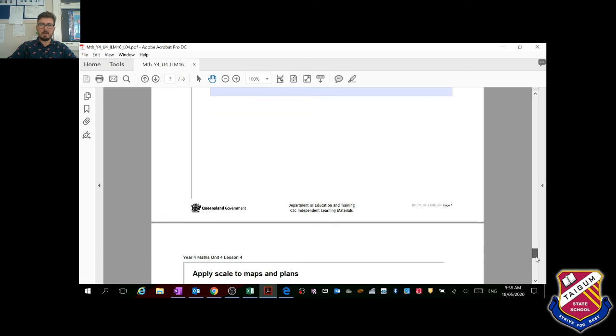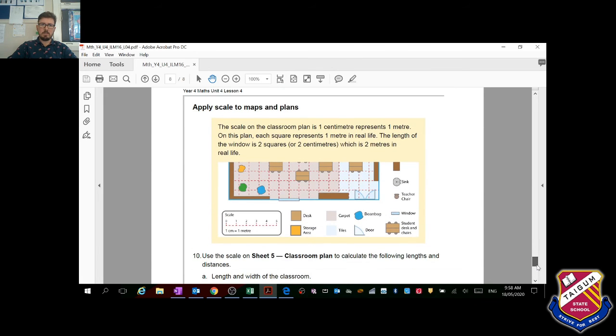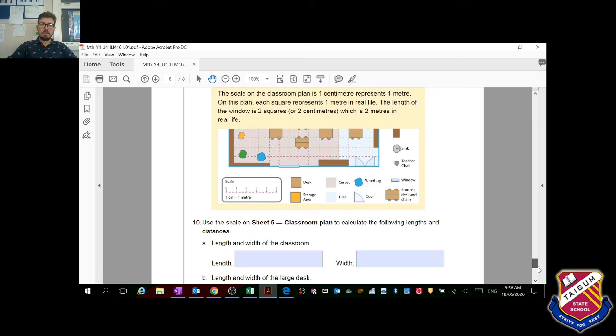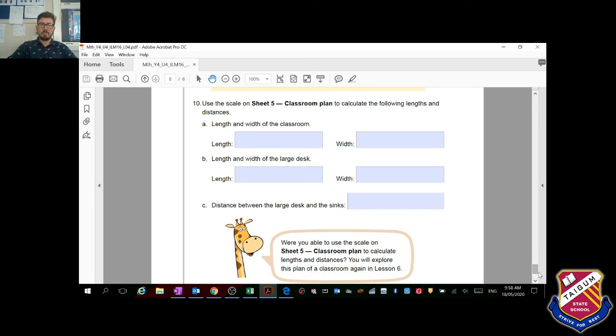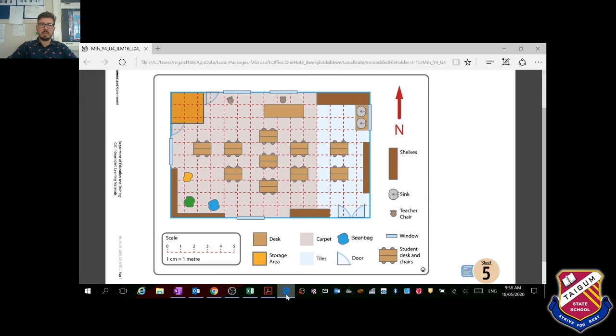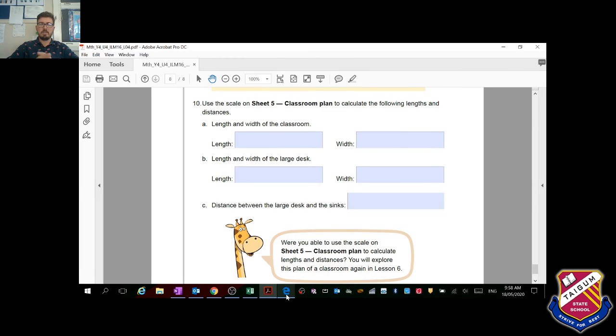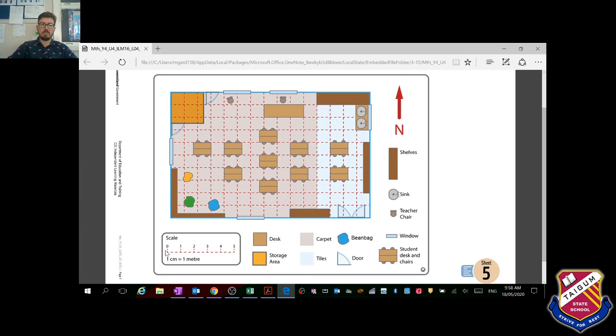Don't worry too much about number 9. Okay, let's go to number 10. Using the scale on sheet 5, which is the classroom plan here, calculate the following lengths and distances. Okay, so use the scale. 1 grid square, which is 1 centimeter, equals 1 meter in real life. So each of these squares is 1 meter in real life.